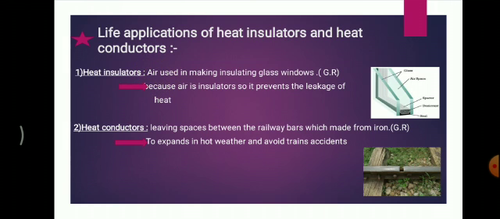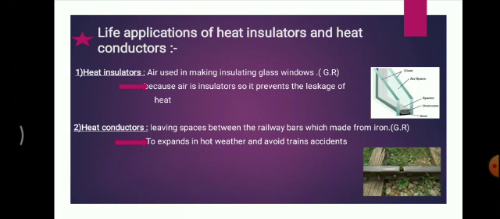In cold countries, the weather is very cold, so they make insulating glass windows. As you see in this picture, this insulating glass window is made of two glass sheets. Between them there is a space. This space is filled with air.